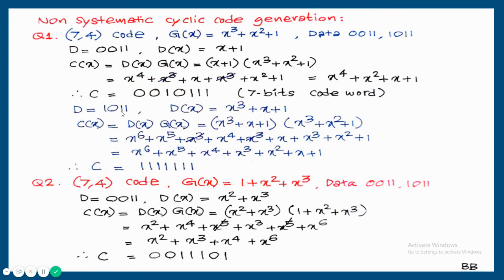Next, D is 1011, converted into a polynomial and multiplied with the generator polynomial. All the pairs are cancelled. X cube cancelled. One more x cube is there, that is still there. So the answer will be x raised to 6 plus x raised to 5 plus x raised to 4 plus x cube plus x square plus x plus 1. The code is 7,4, so a total of 7 bits are needed. For 7 bits, the degree of the polynomial is 6. It is here. X raised to 6 is here. So 6, 5, 4, 3, 2, 1, 0. So we are getting 7 ones.